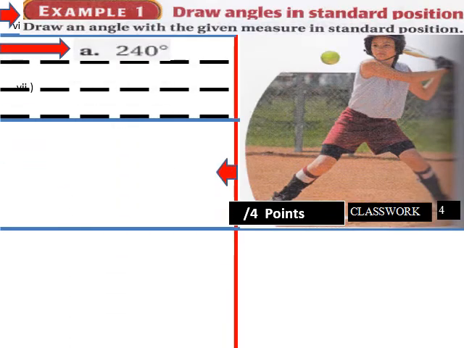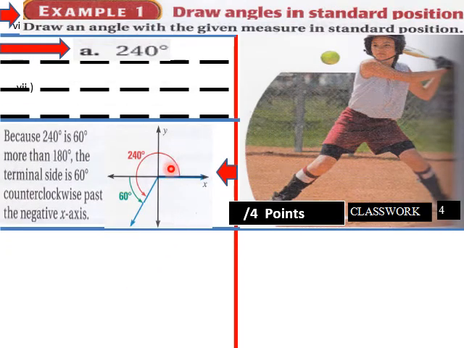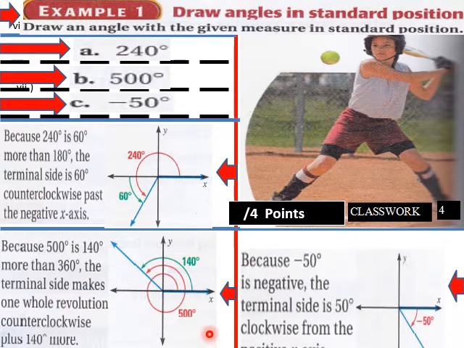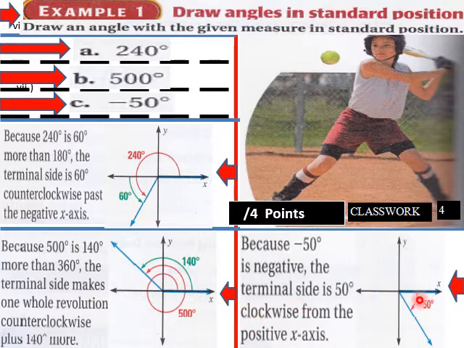So drawing angles in standard position, 240. This will be 240 here. We're going positive here, 240 degrees. So it's 60 degrees beyond the 180 here. 500 degrees. So now we're going one full rotation, and then we go another 140. So we have 360 plus 140 would equal 500. And then negative 50. So negative 50, we go clockwise 50 degrees, and that gives us our negative 50.